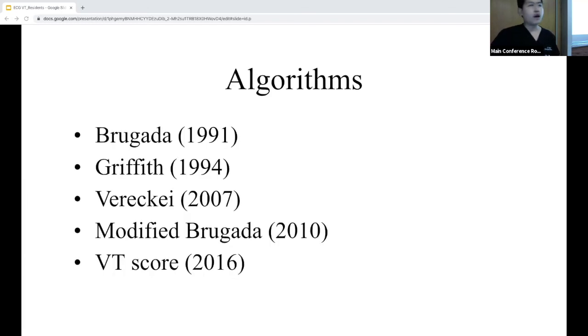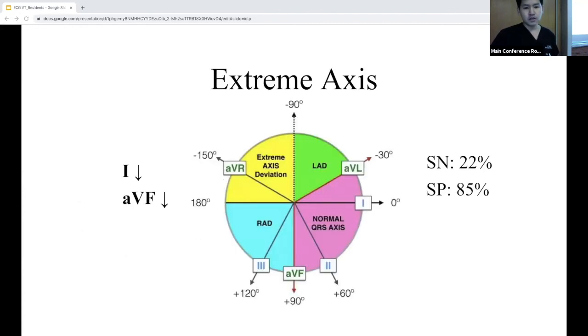There are many algorithms that have been proposed over the years that claimed things like 99% sensitivity and 99% specificity, but they've all fallen short in terms of external validation. I'm not going to go into detail of the actual algorithms themselves, but they do provide some additional ECG findings that may be helpful in distinguishing VTAC from SVT.